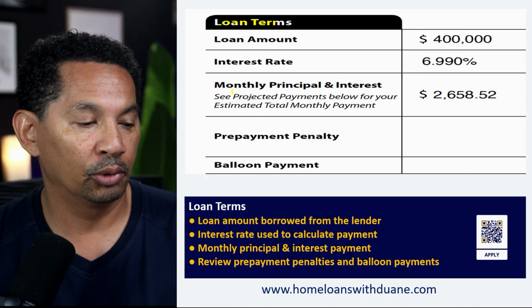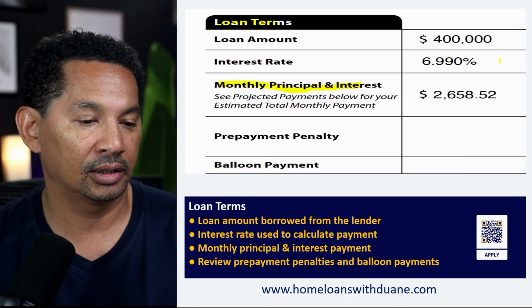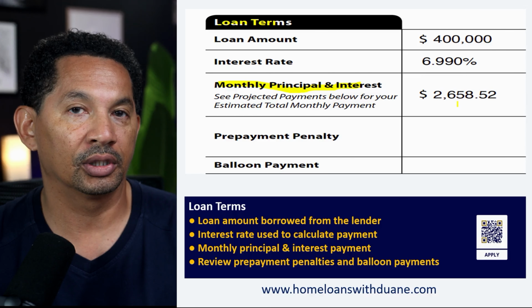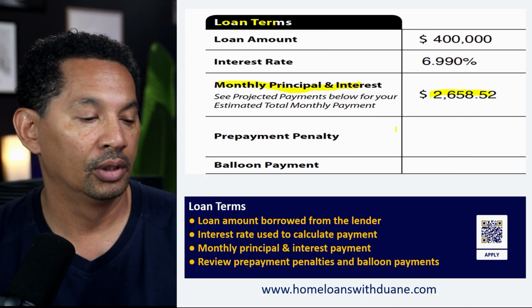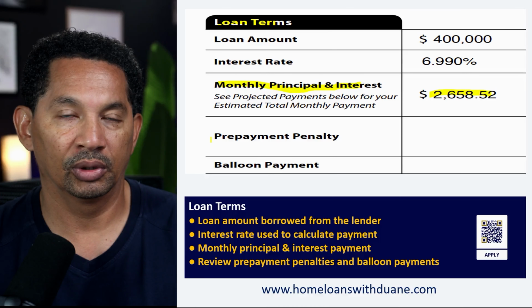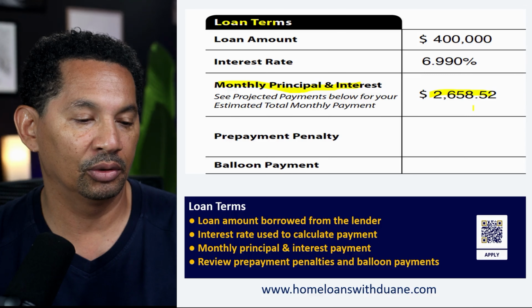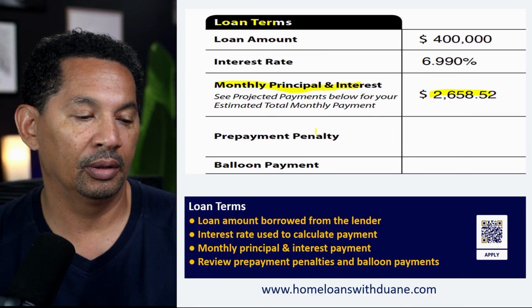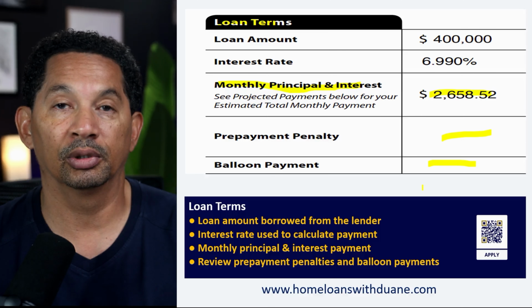This is your principal and interest payment, not taxes and insurance. We're going to go over that in the next section. So just principal and interest of your mortgage payment is this $2,658.52. Then if there was a prepayment penalty, and we are doing a conventional loan, conventional loans typically do not have a prepayment penalty, but if there was, then some information would be displayed here, as well as the balloon payment if there was a balloon payment.